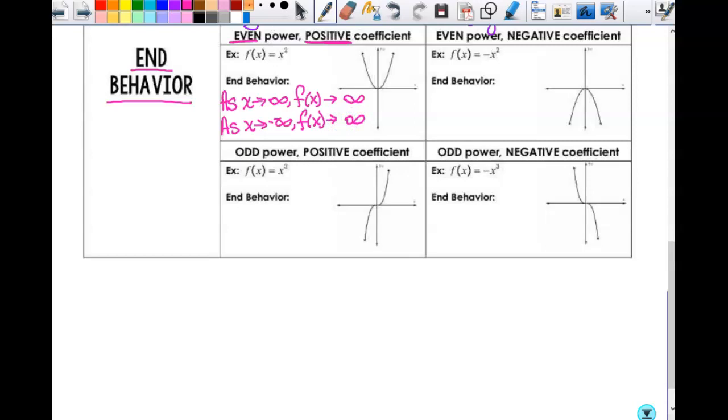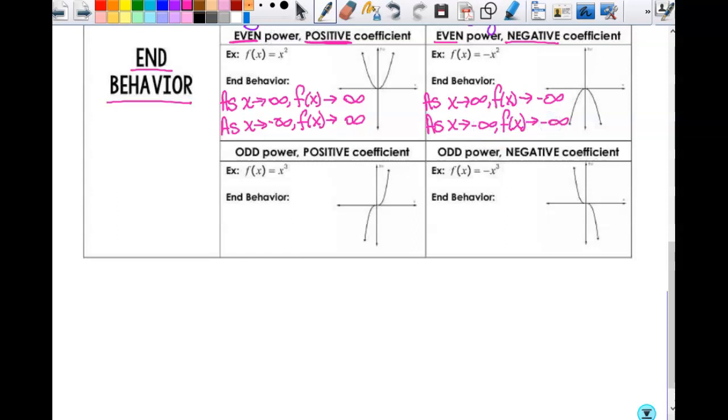So that end behavior is a true statement for any of these monomials that have an even power and a positive coefficient. When I have an even power and a negative coefficient, the only thing that changes is that it gets reflected across the x-axis. So even power and negative coefficient, as x approaches infinity, f of x approaches what? Negative infinity. And as x approaches negative infinity, f of x approaches negative infinity.